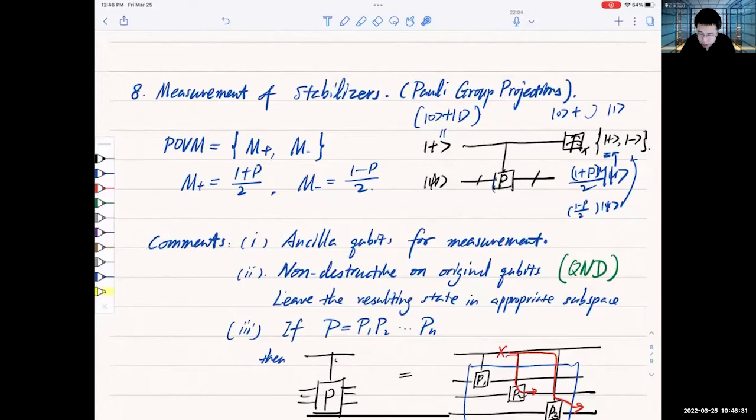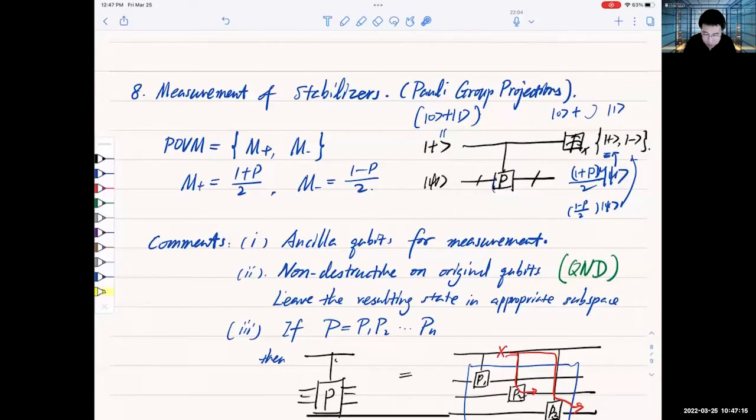The claim is, if the outcome is plus, then I perform a projective measurement of this encoding block onto the subspace where P is equal to +1. If the measurement outcome is minus, then the back action on the system is that the output state is in the subspace associated with the eigenvalue -1 of this Pauli matrix P. Since Pauli matrices only have +1 or -1 eigenvalues, those exhaust all the possibilities. So that is how this circuit works.